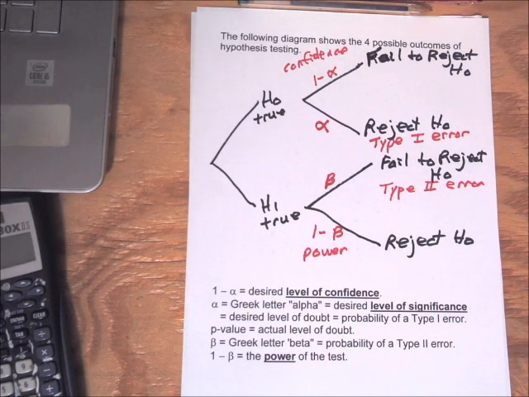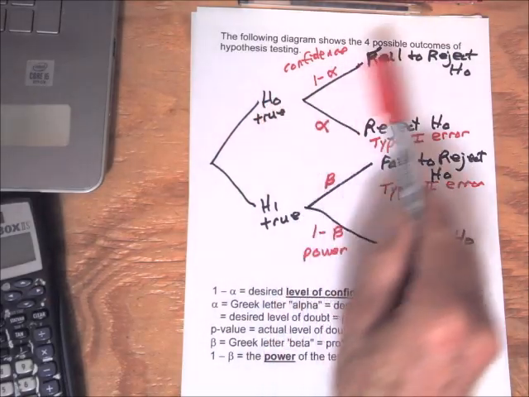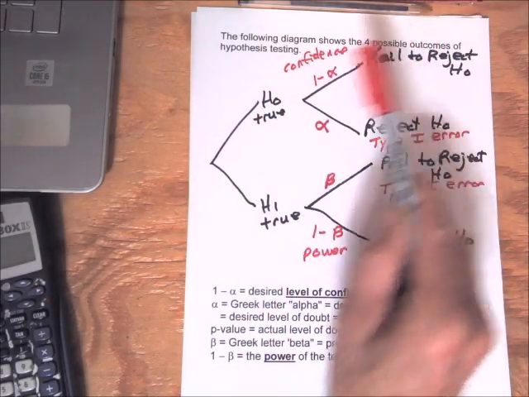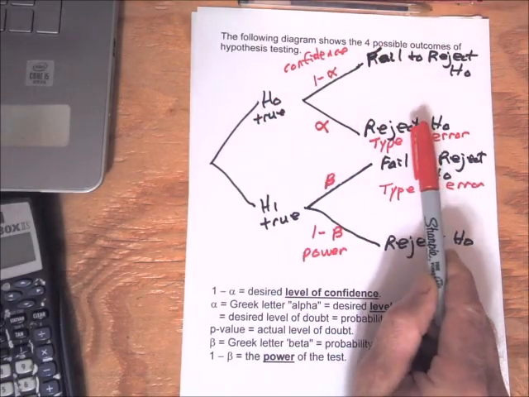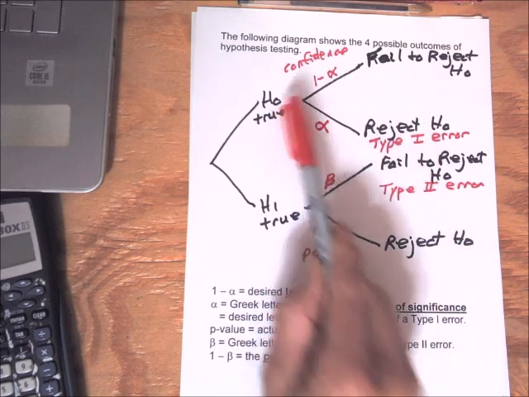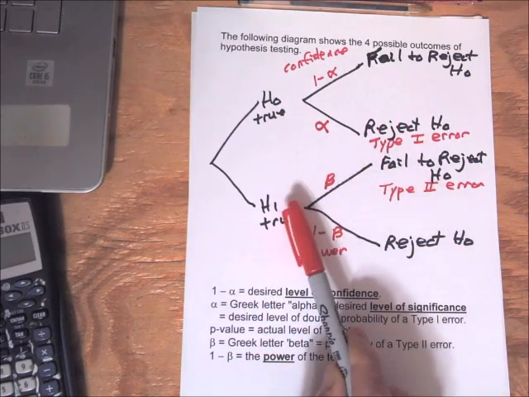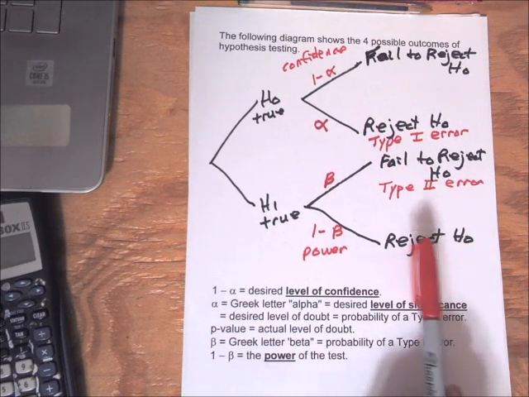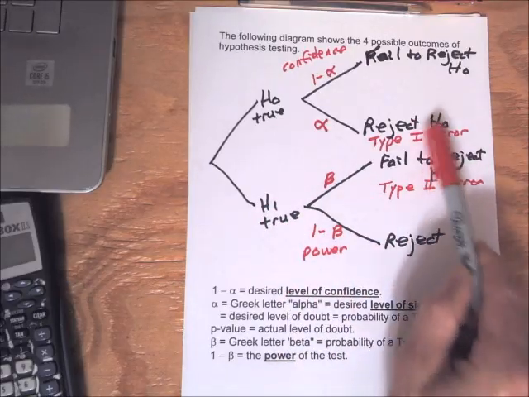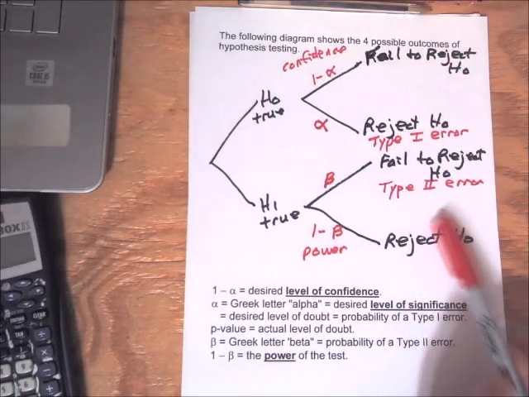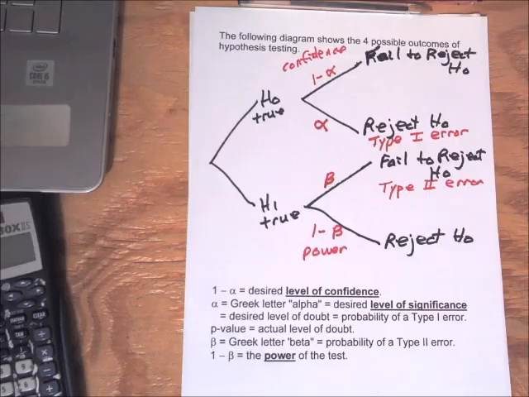So we have 4 possibilities. We could fail to reject H naught if H naught is true. Reject H naught if H naught is true. Fail to reject H naught if H1 is true. Reject H naught if H1 is true. So 2 of these would be errors, and 2 of these conclusions would be correct conclusions.